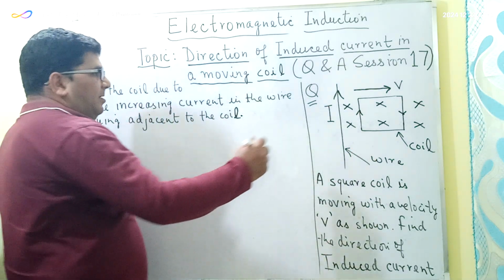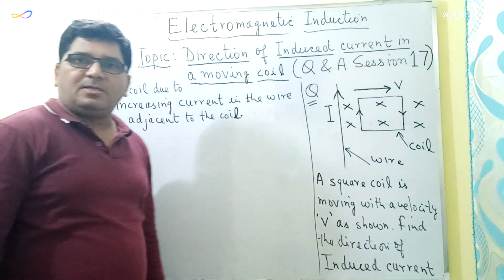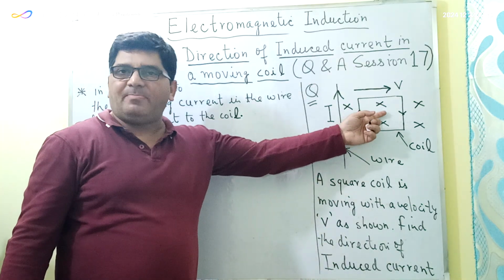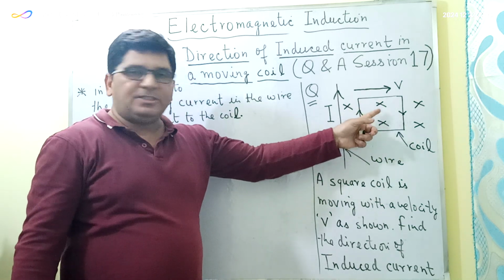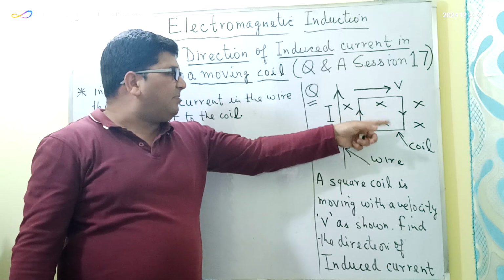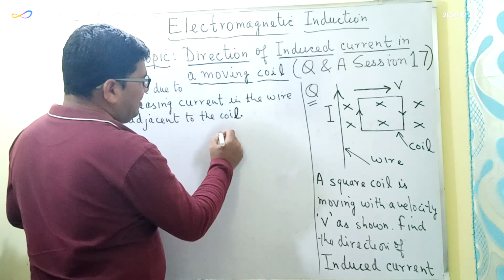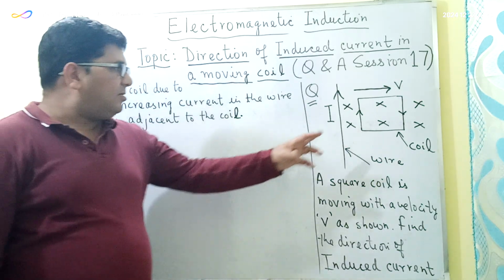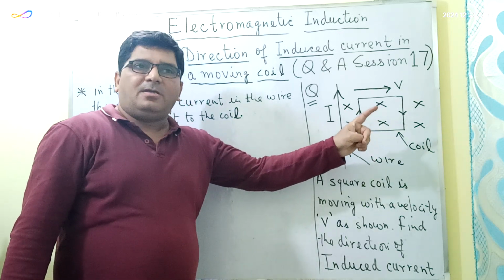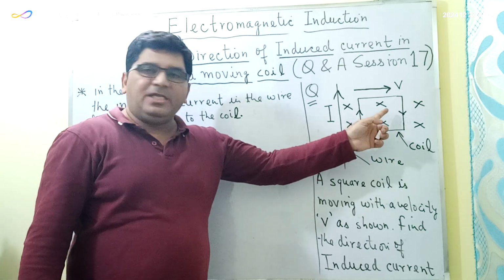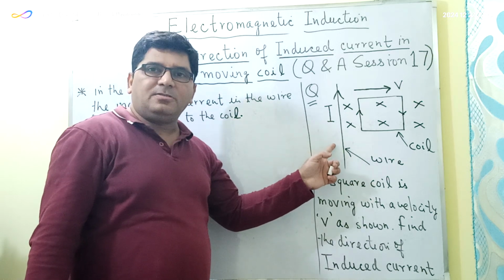Now, because the magnetic field is decreasing continuously with time, there will be a change in the magnetic flux with time, and because of the changing magnetic flux, an EMF will be induced in this square coil, and because of that induced EMF, an induced current will also be set up in the coil. Now the direction of the induced current will be given by the Lenz law. As per the Lenz law, the direction of the induced current will be such that it will oppose the change in the magnetic field due to the current flowing in this wire.